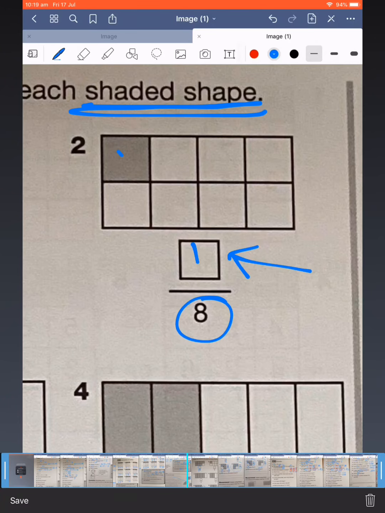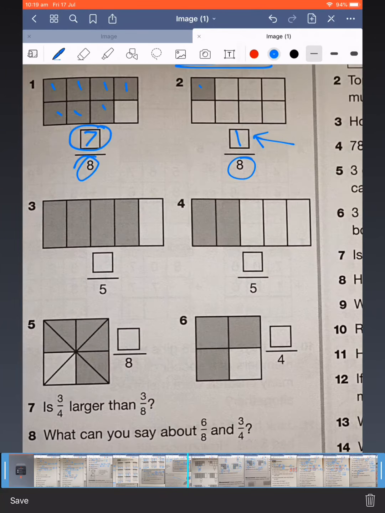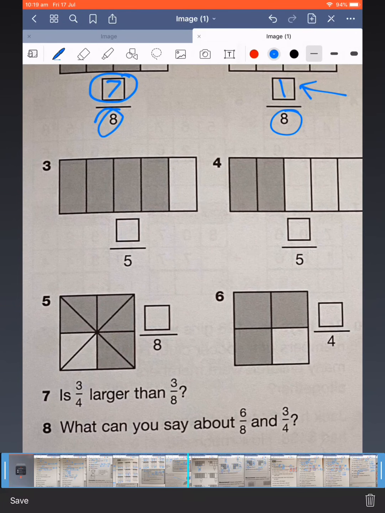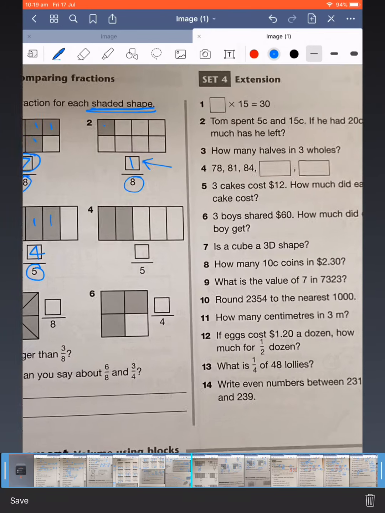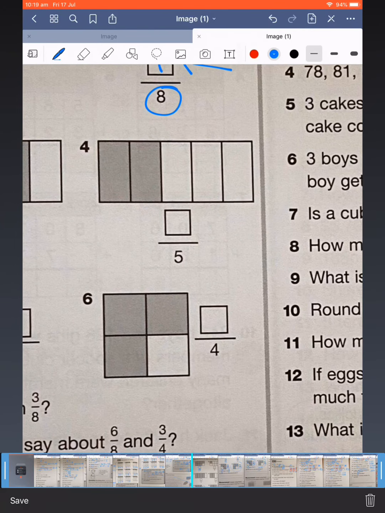Number 3. We've got 5 parts here. So this, imagine it's a block of chocolate, is split up into 5 parts. And how many of those parts are shaded? Count with me. Good. 4 is the answer. So 4/5 of that block of chocolate is shaded. Number 4, how many is this one? Easy. 2. 2/5. Well done.